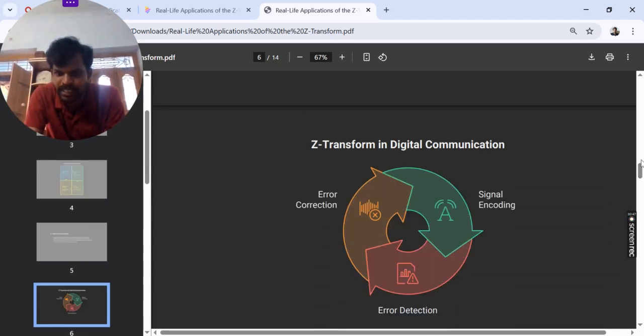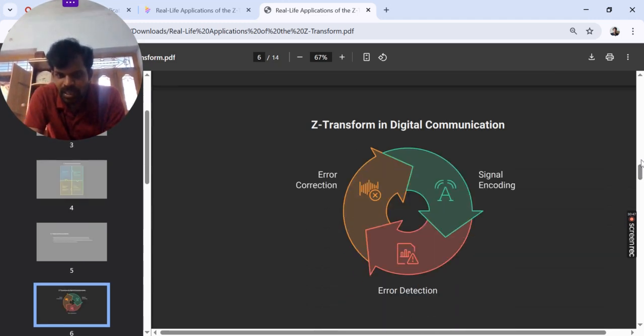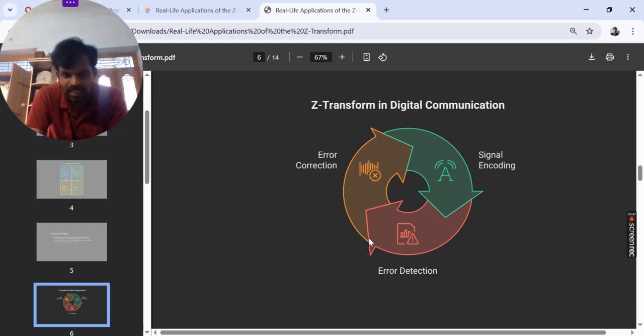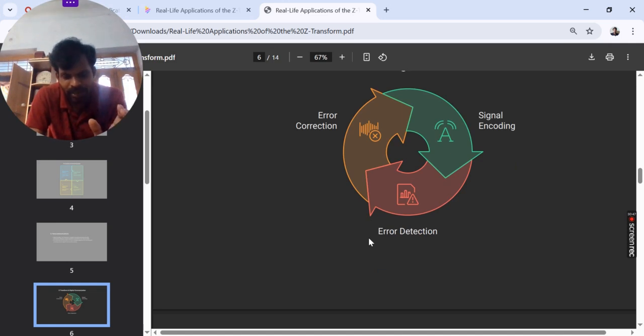So the Z transform in digital communication is used for signal encoding. At the receiver side, we are going to perform these two, error detection and error correction. No doubt, while transmitting the information through a channel, errors may be present in the data or the signal.